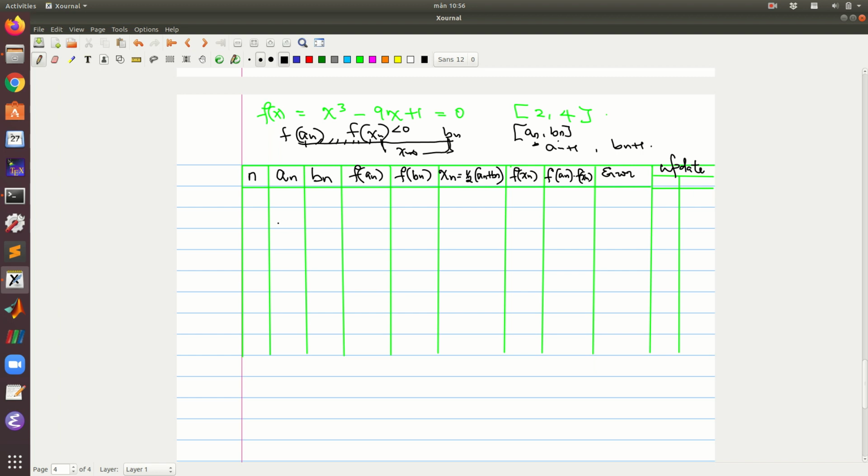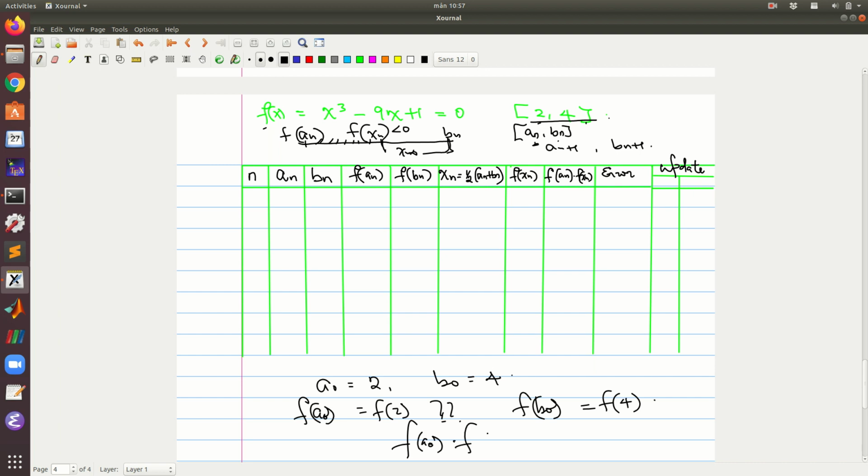For this case, we shall start with a naught, of course, being 2, and b naught, that is our starting interval. Now we first have to be sure that the root actually lies between this interval. And how do we do that? We check f of a naught, which is the same as f of 2, and then we also check f of b naught, which is f of 4. If the product f of a naught times f of b naught is less than 0, that is, they have different signs, then we know that the root lies between them.